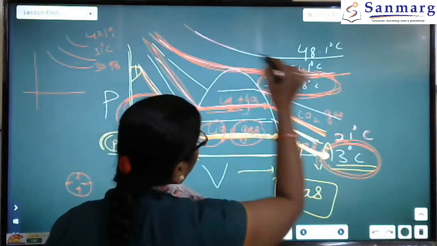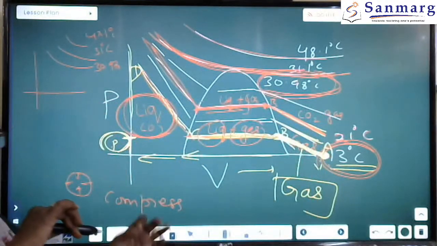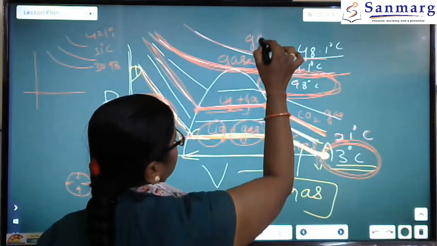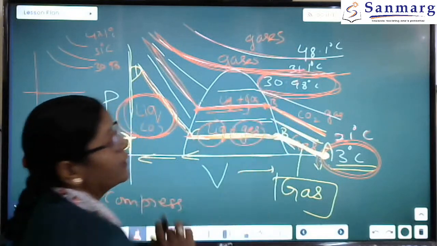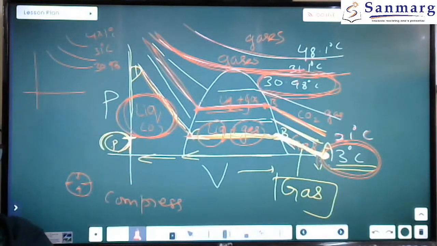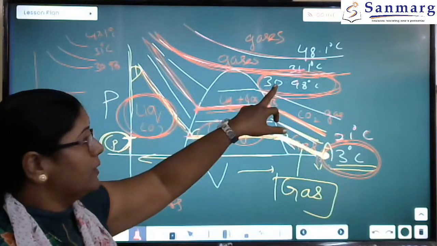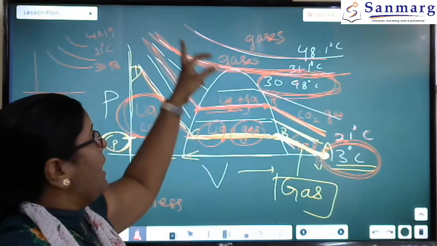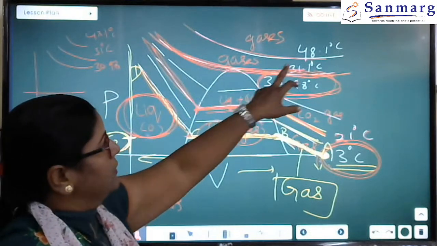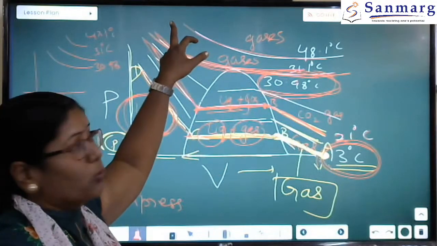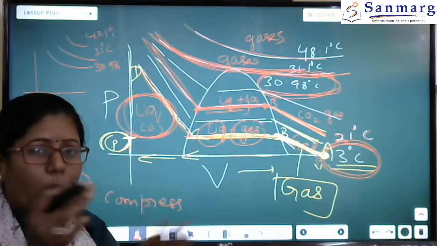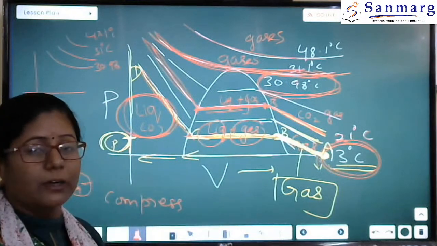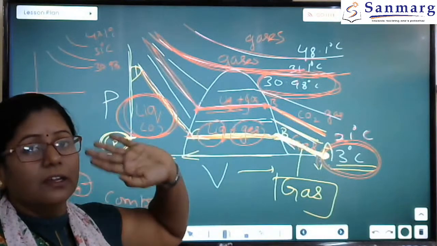You get a curve like this. This means it exists in gaseous form only. Carbon dioxide exists as gaseous form only. There is no liquid carbon dioxide. Means at this temperature, 30.98 degrees Celsius, it remains as gas, it does not convert. At 31 degrees Celsius it remains as gas. Even if you apply more and more pressure, however much pressure you apply, however much you reduce the volume, it remains gas.